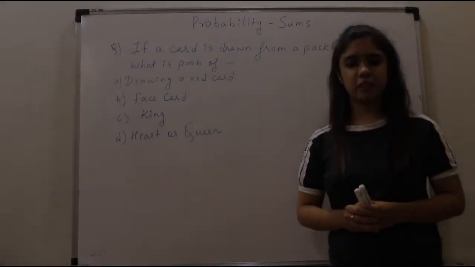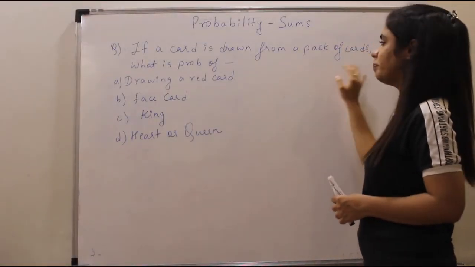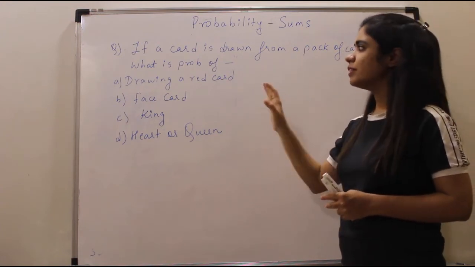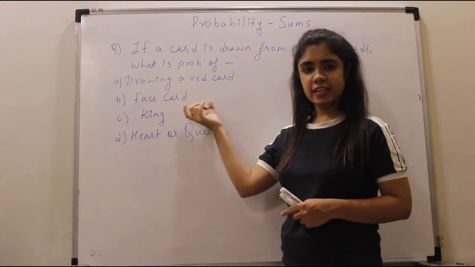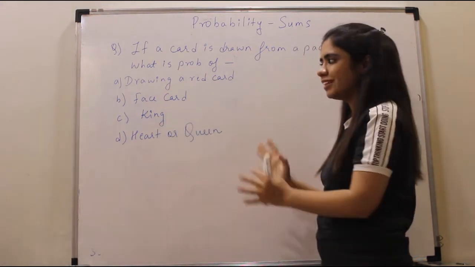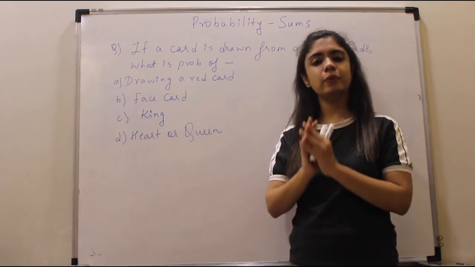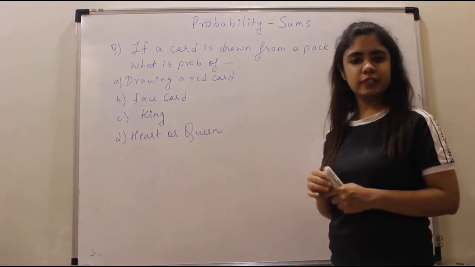Now let's look at the next question. What does it say? If a card is drawn from a pack of cards, what is the probability of drawing a red card, a face card, a king, heart or queen? Before starting this problem, I hope you are clear with the concept of cards. If you are not, I will explain it in brief.